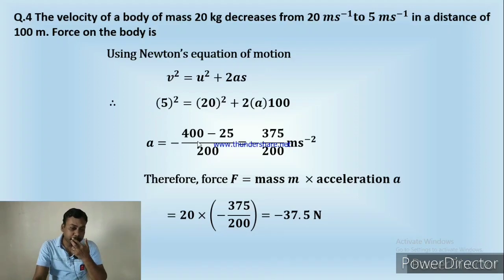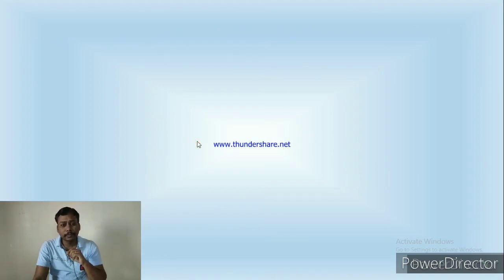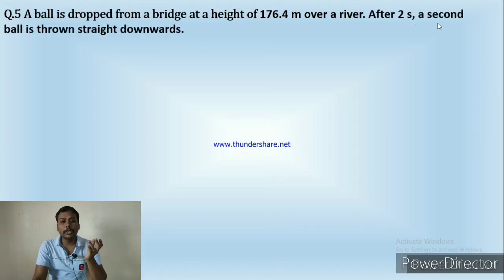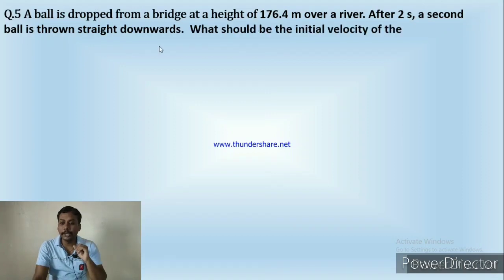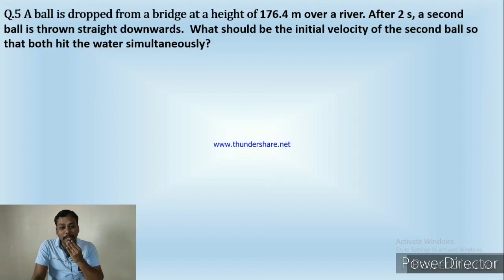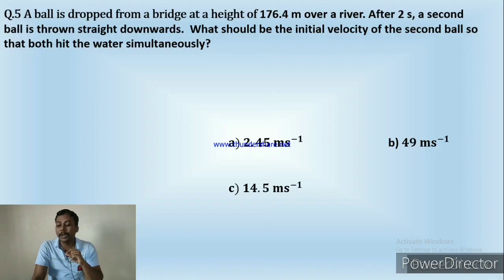Now question number 5. A ball is dropped from a bridge at a height of 176.4 meter over a river. After 2 seconds, a second ball is thrown straight downwards. What should be the initial velocity of the second ball so that both hit the water simultaneously? So let's see what the options are here. A option 2.45 meter per second, B is 49 meter per second, C is 14.5 meter per second, and option D is 25.7 meter per second.